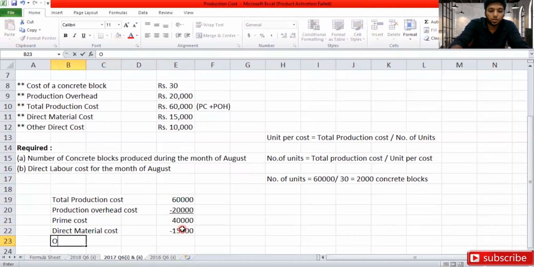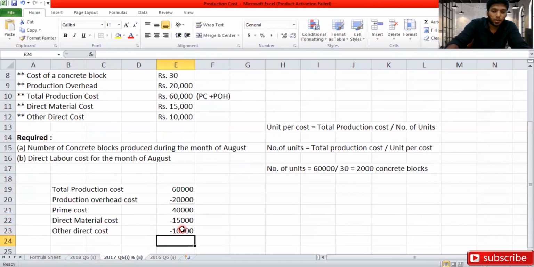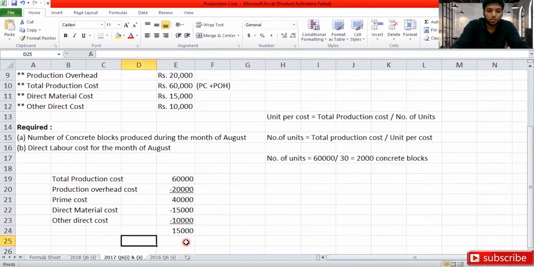Then we have other direct cost, minus 10,000. Now I'm going to get direct labor. 15,000 plus 10,000 is 25,000. So if you deduct 15,000 and 10,000 from 40,000, you will get 15,000. So direct labor cost is 15,000. This is how you find it out.